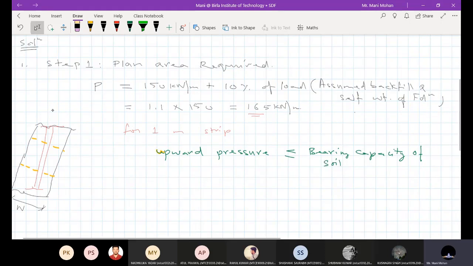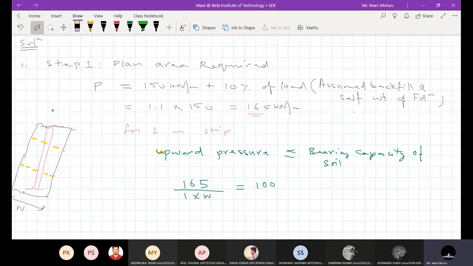So what is going to be my upward pressure? The total load is 165 kilonewton. And what is the base area? Since I'm considering 1 meter strip, it will be 1 into width of the foundation. Rather than taking less than or equal to, let us do equal to. What is the gross bearing capacity of the soil? The gross bearing capacity of the soil, which was given to you, is 100 Newton per meter square.